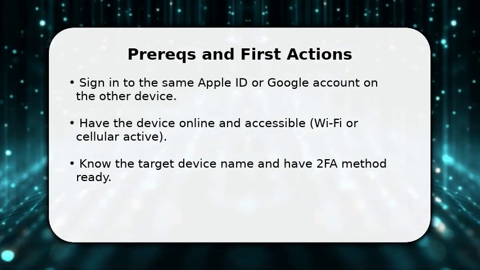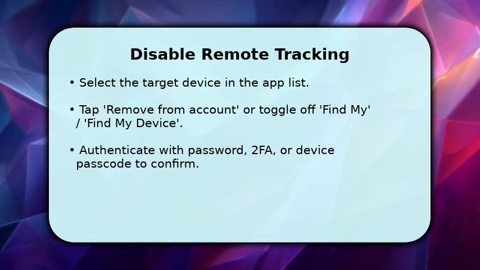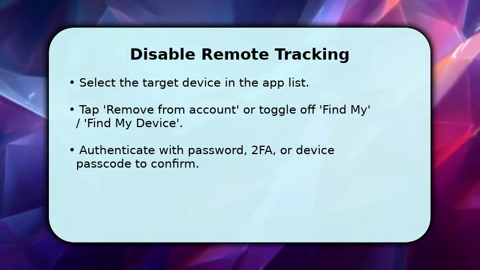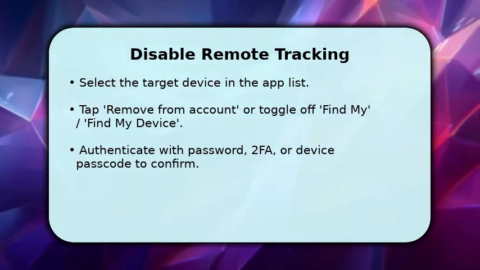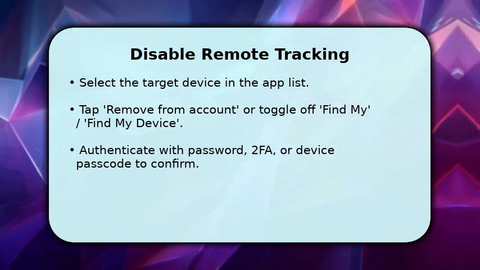Once you've selected the target device, tap the option to remove or turn off tracking. On Apple, this is Remove this device or turn off Find My. On Android, it's the Find My Device toggle.